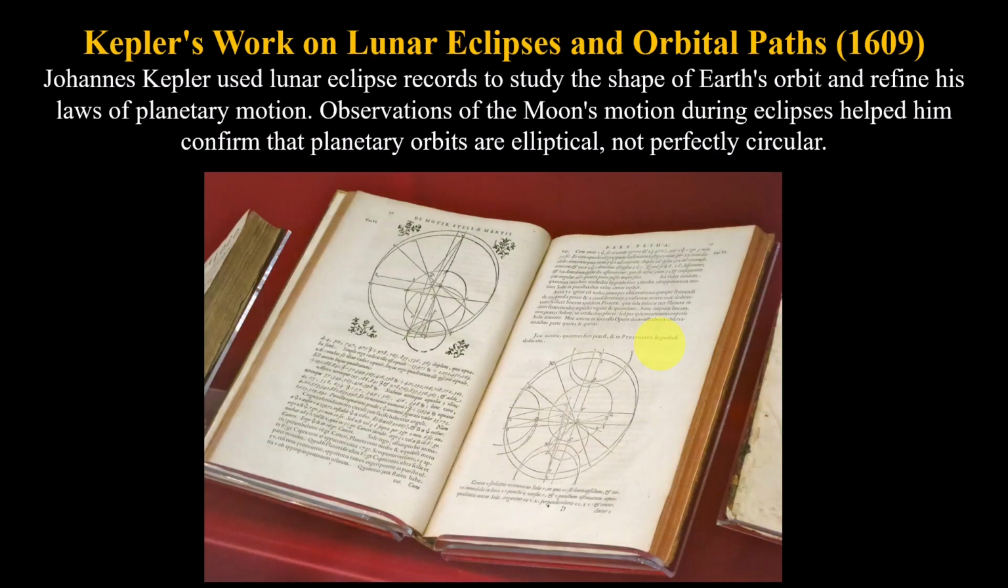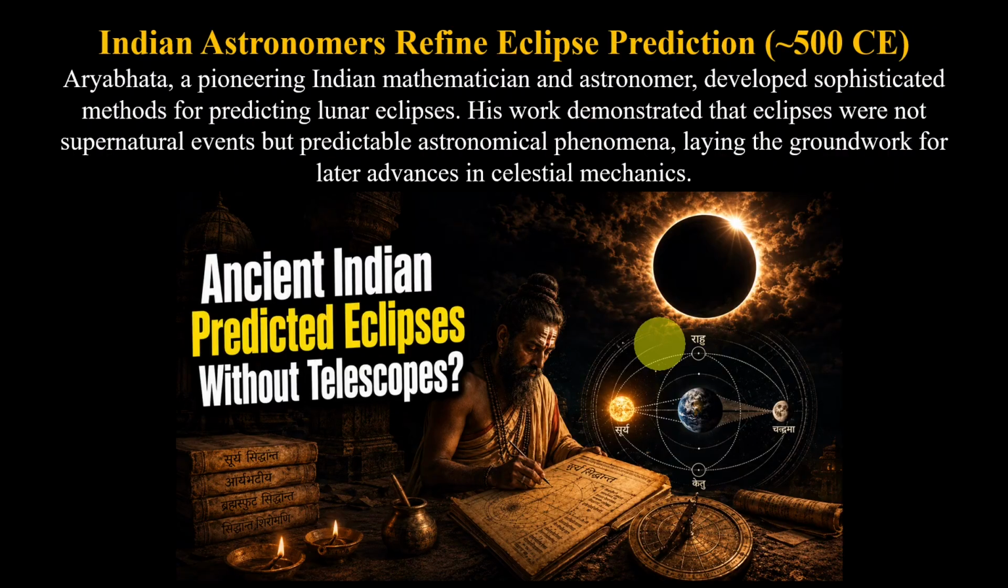And how about Kepler? Kepler's work on lunar eclipses and orbital paths. Johannes Kepler used lunar eclipse data, gathered over the years, to study the shape of Earth's orbit and refine his laws of planetary motion. Observation of the moon's motion during eclipses helped him confirm that planetary orbits are elliptical and not perfectly circular.